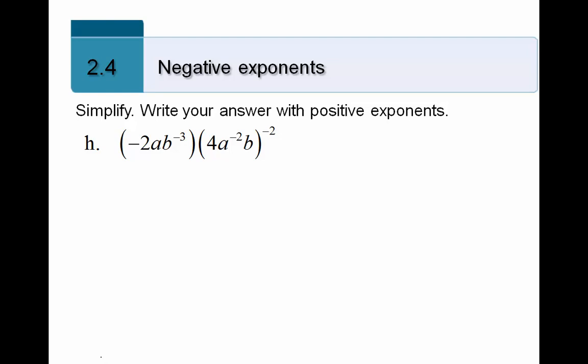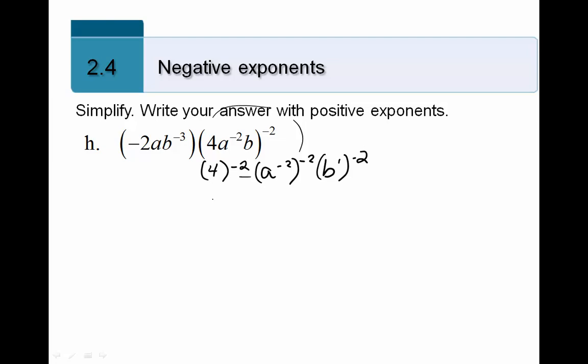Negative 2ab to the negative third multiplied by 4a to the negative 2b raised to the negative second. So notice everything in here is being raised to the negative second. So we have to do that first, and I'll try to write small. So we have a 4 being raised to the negative second, a to the negative 2 being raised to the negative second, and b to the first being raised to the negative second.